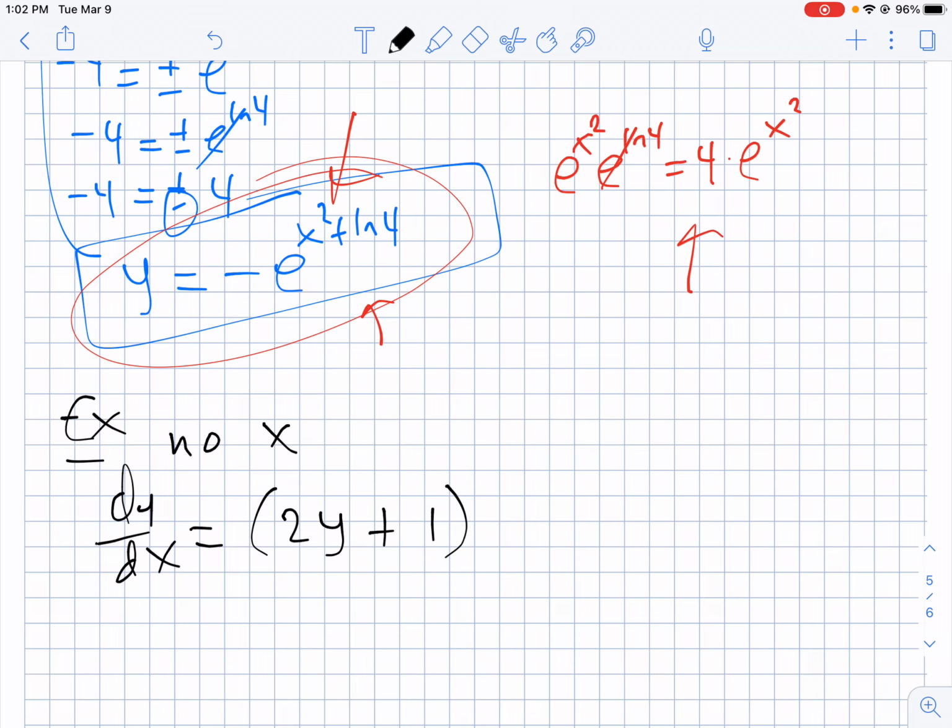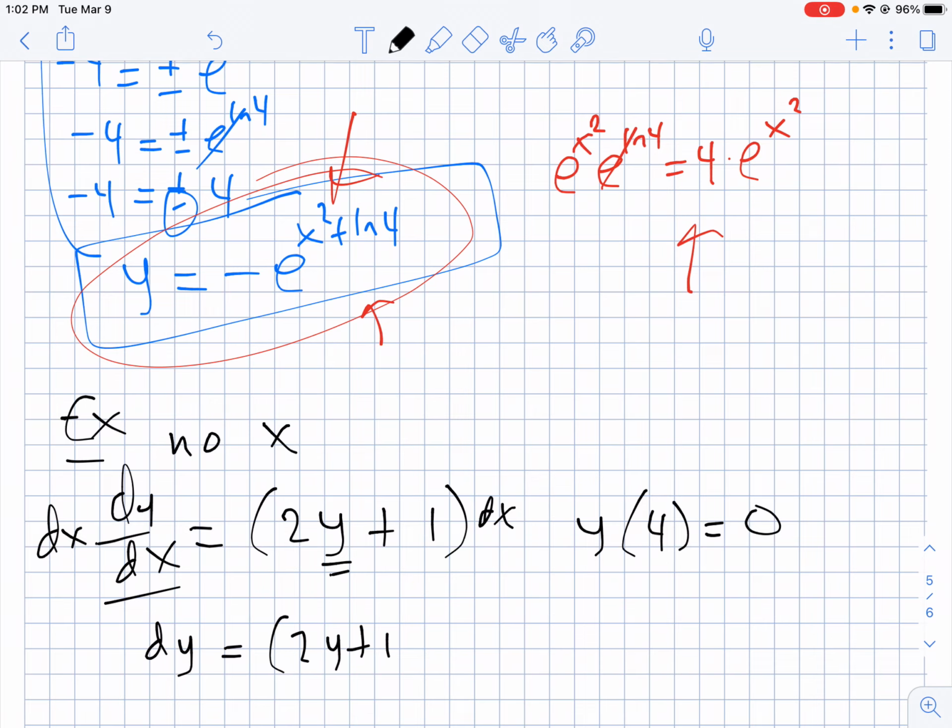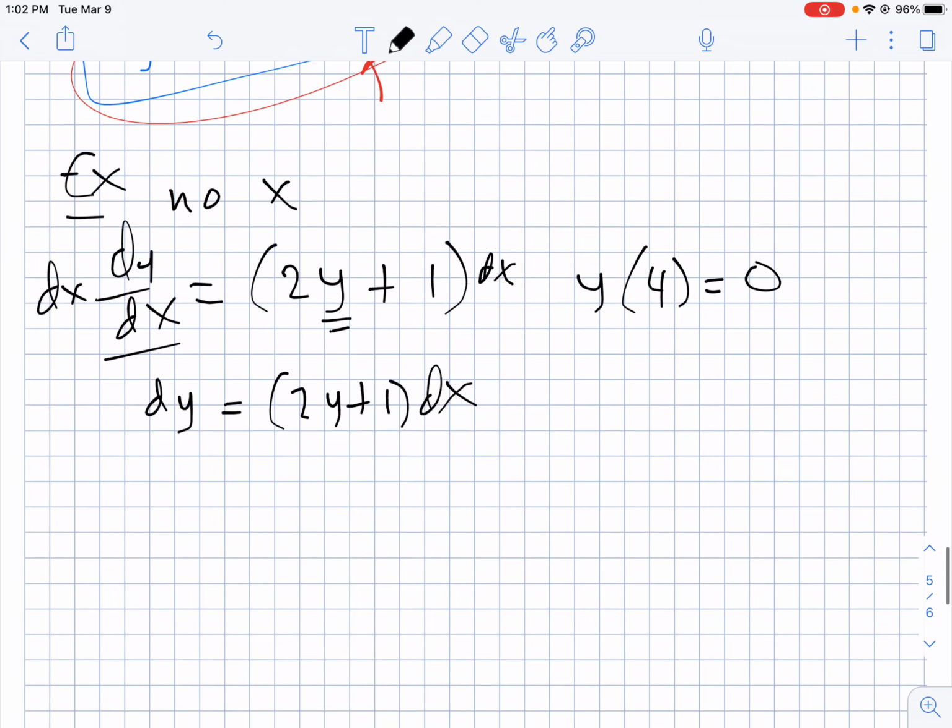So this is saying the rate of change is just equal to 2 times the y equation plus 1. All right, and I'll tell you again, let's say y of 4 equals 0. We'll just flip it there. So then what we'll do is, first off, I'm going to multiply the dx to both sides. So I'm going to get dy equals (2y plus 1) times dx. So don't worry, the x is going to show up. Let's go ahead and divide that to the other side here. So I'm going to get dy over (2y plus 1) equals just dx.